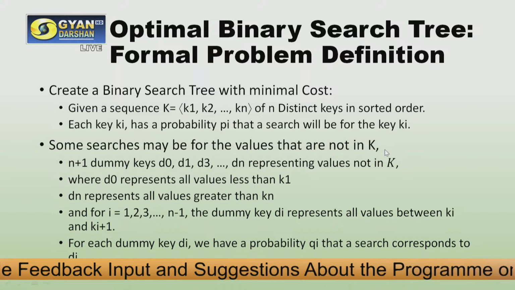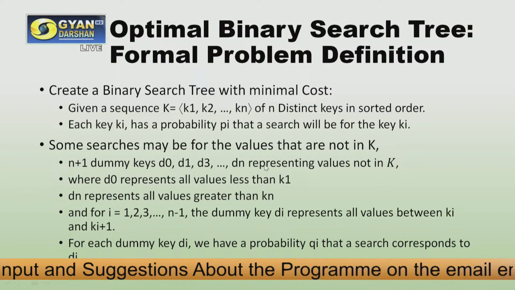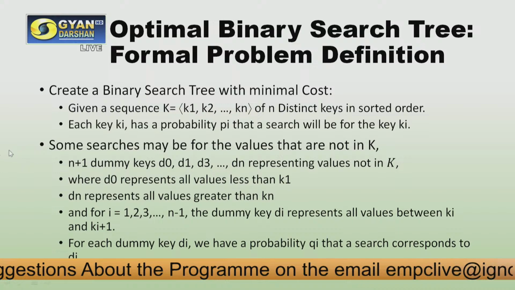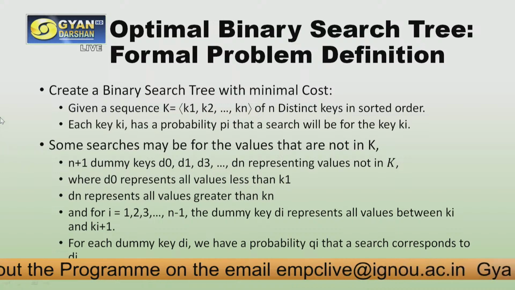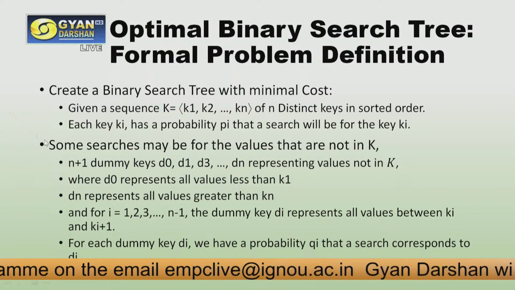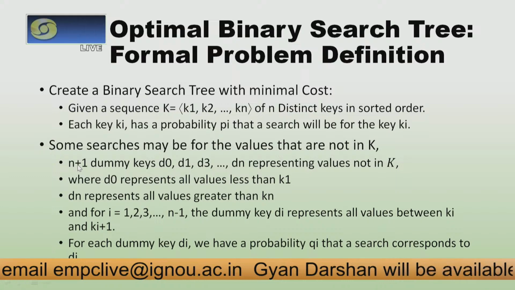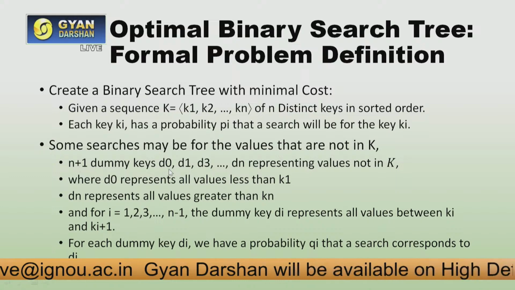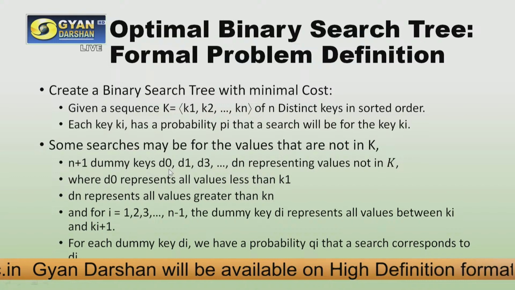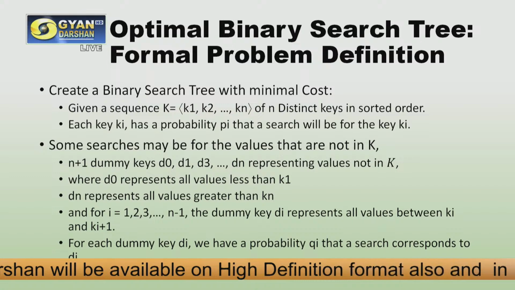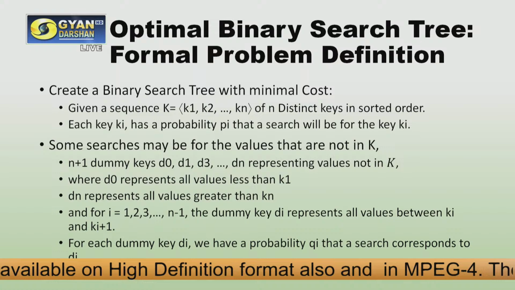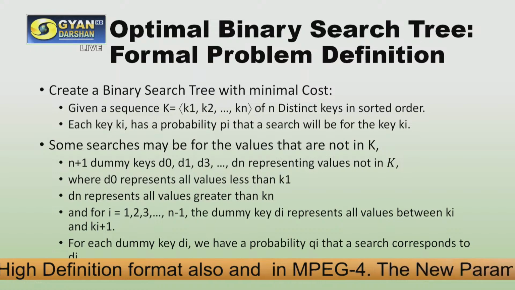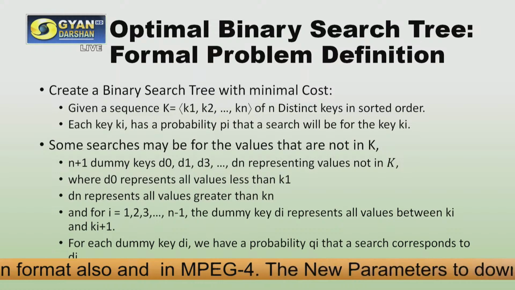Okay, so the values that are not in K are what is going to result in failure. Therefore, what we need to create for them are n plus 1 dummy keys. Now, why n plus 1? We have just n keys, right? We will delay the discussion on it. When we come to the diagram, we will know about it.